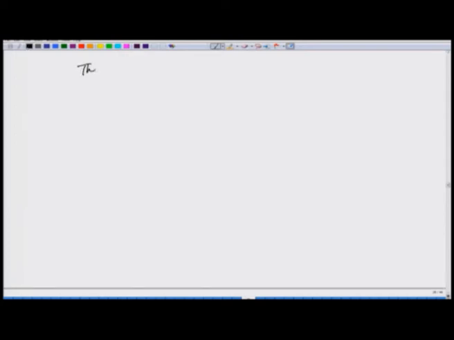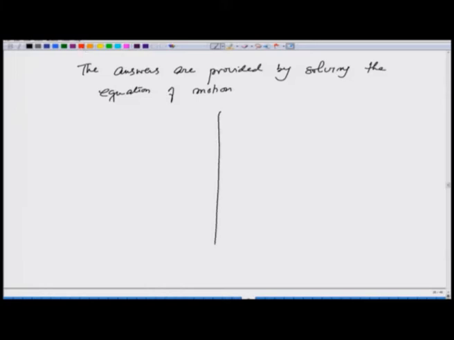So, the answers are provided by solving the equation of motion, and I will keep appealing to the solution for the undamped harmonic oscillator. So, let me write on the left what happened in the undamped oscillator.